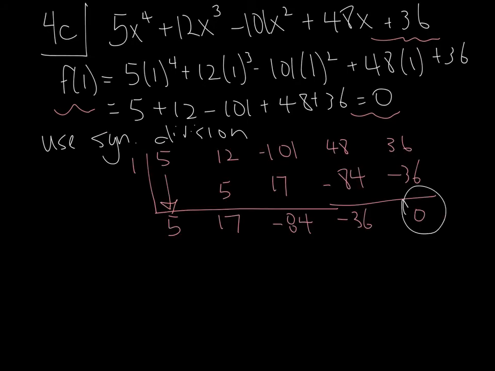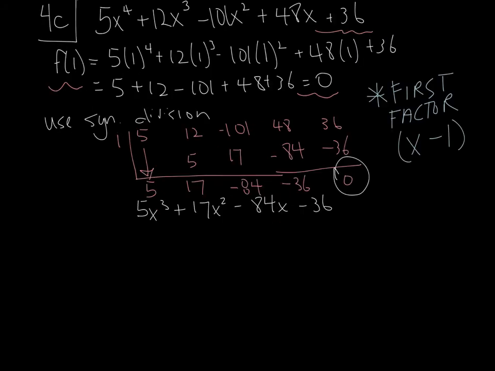As expected, the remainder came out to be 0, and I'm going to write the other polynomial. So the other polynomial would be 5x to the 3 plus 17x squared minus 84x minus 36. And then I'll have to repeat again to find another factor that will go into this. We found the first factor, and now we're going to use the factor theorem to find the second, third, and fourth, maybe, factors in this particular function.